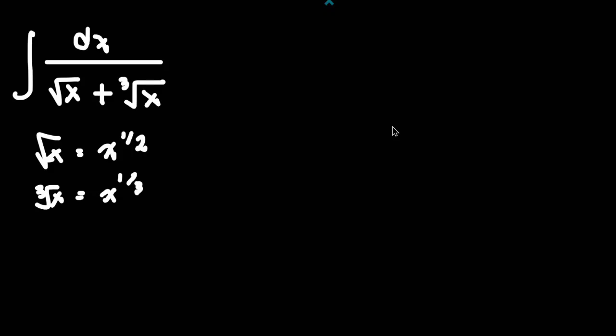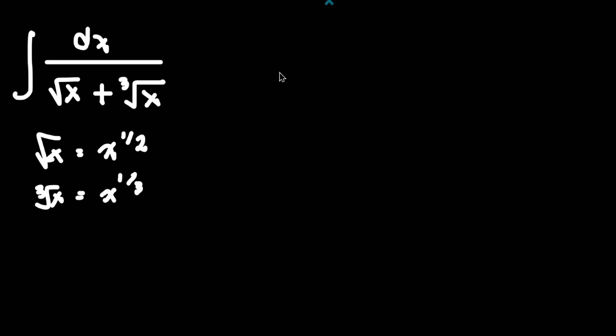Okay, another video of solving algebraic substitution in integral calculus. In this case, we have the example of the integral of dx over the square root of x plus the cube root of x. Since we all know that the square root of x is equal to x raised to 1/2, and on the other hand, the cube root of x must be simply equal to x raised to 1/3.